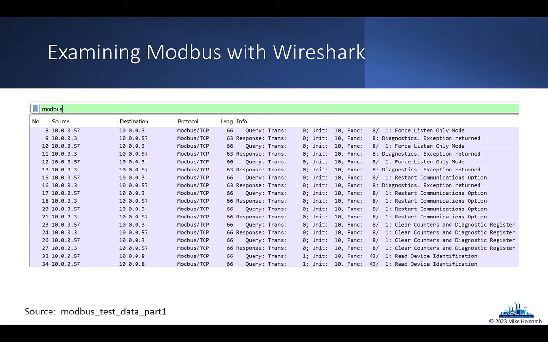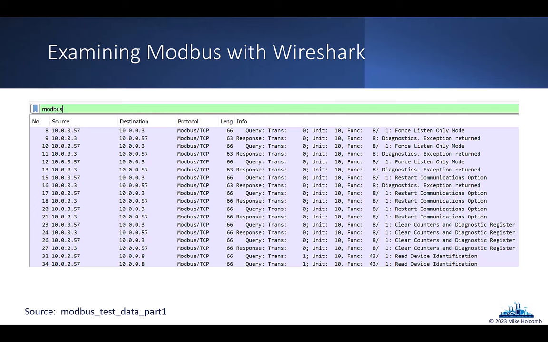Now, you can also do a filter in Wireshark to say, hey, I don't even care about the TCP/IP traffic. Like, I get it, right? The computers will set up the connection, and these four packets were the computers talking to each other and closing the connection. I don't care.